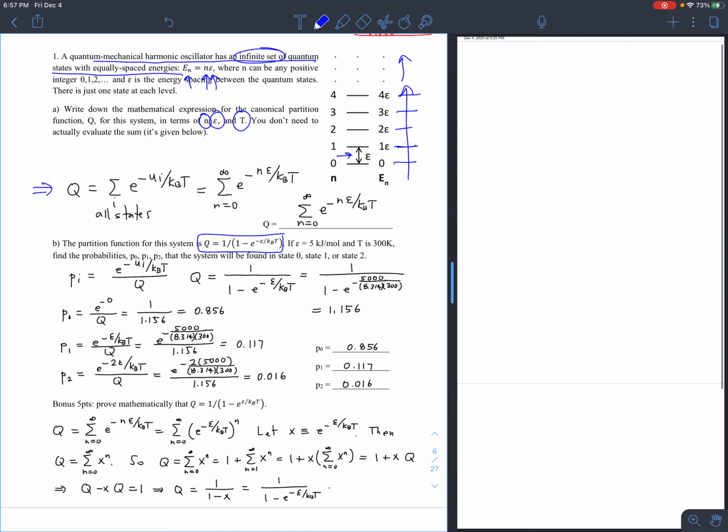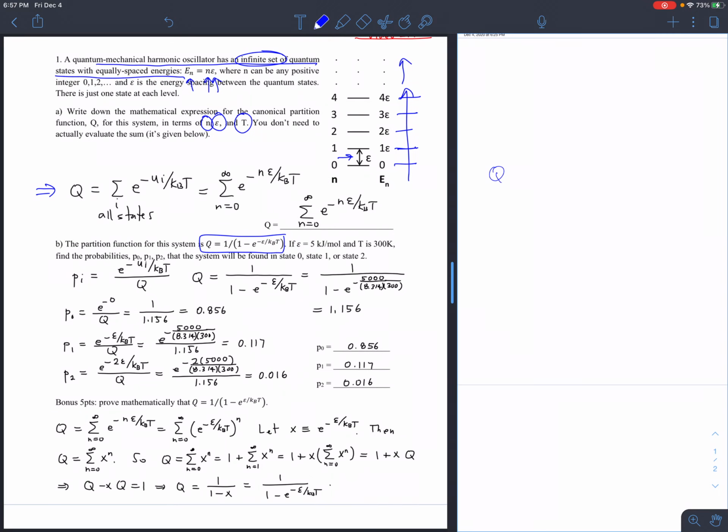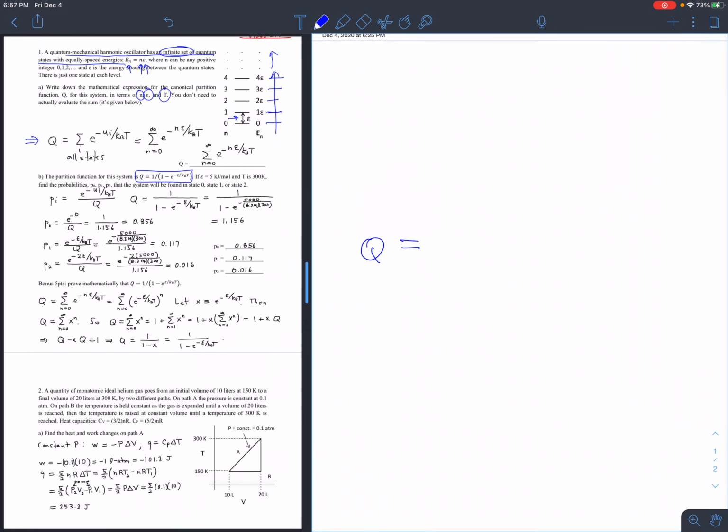Remember that the definition of the partition function is that it's the sum over all microstates of the system, e to the minus energy of that microstate over, well, either RT or kT. I used kT here, so we'll use that, depending on whether the energies are in macroscopic or microscopic units.